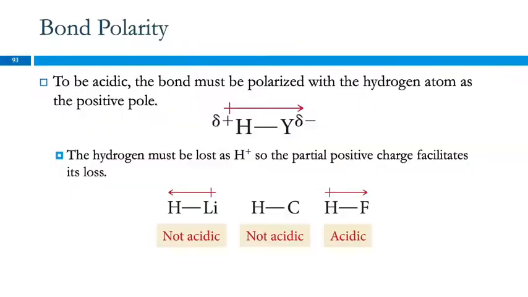Yes? When it's over 0.4, that's when we consider it polar? Yeah, if the difference in electronegativities between the two elements is larger than 0.4, it's considered a polar bond. But not all polar bonds with hydrogen will be acidic, because this is a polar bond, this HLi, but it's not acidic because the polarity is in the wrong direction.